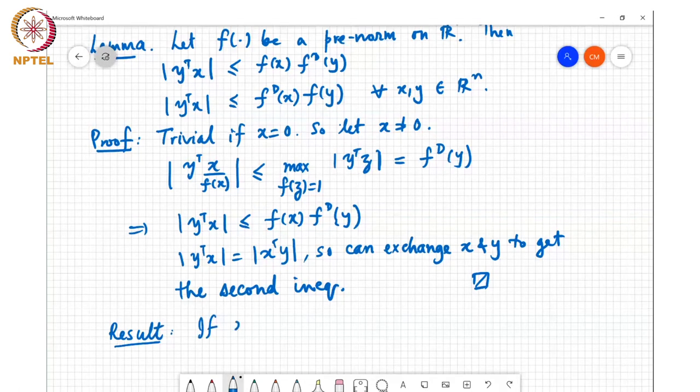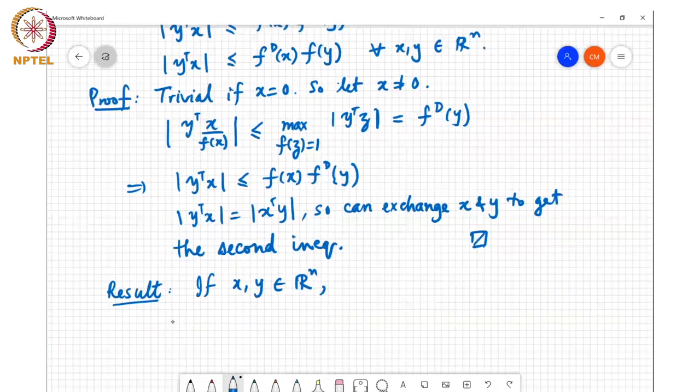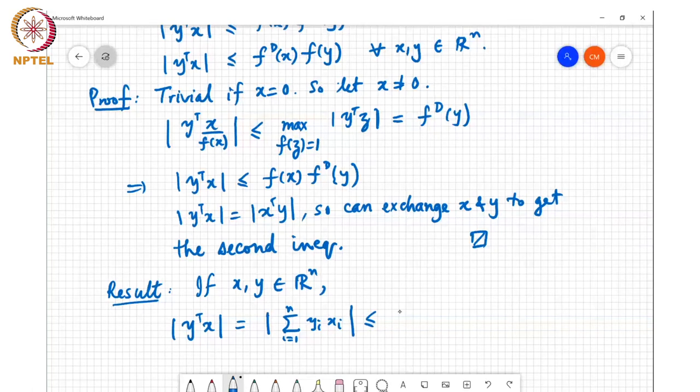If x and y are vectors in R to the n, then mod of y transpose x is equal to mod of sigma i equal to 1 to n y_i x_i, which is less than or equal to, I'll take the mod inside, that will only increase the value, or it cannot decrease the value, sum over i equal to 1 to n of mod of y_i x_i, which is less than or equal to.